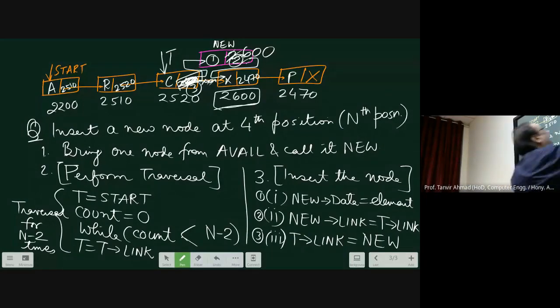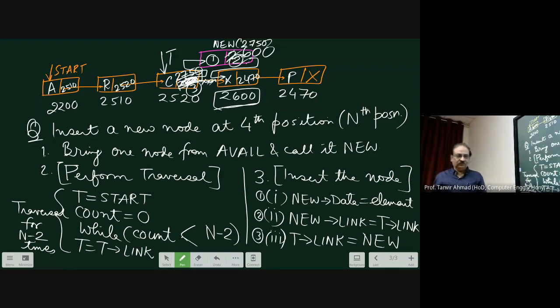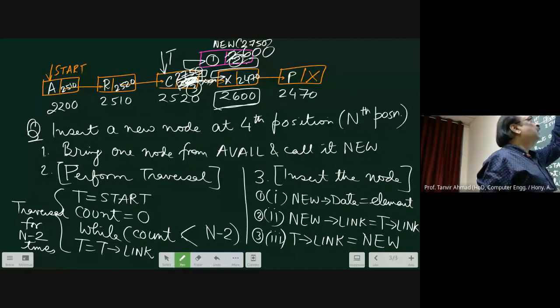And whatever new is there, let us take new as say 2750. Now this will contain 2750. This will contain 2750. And this is now the new linked list. That means the new linked list will be A, R, C, the new node, then X, then P.